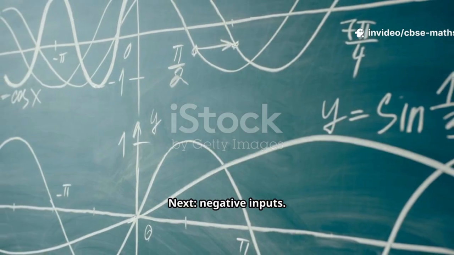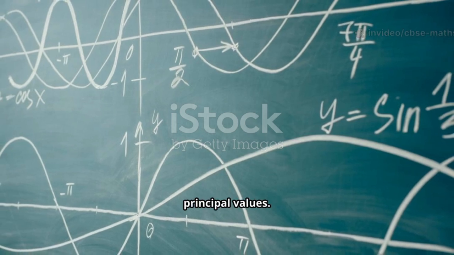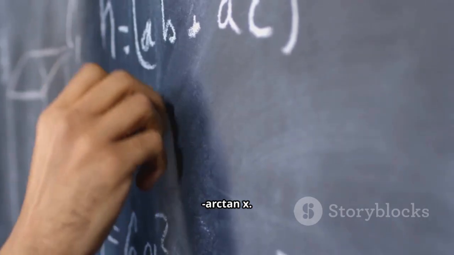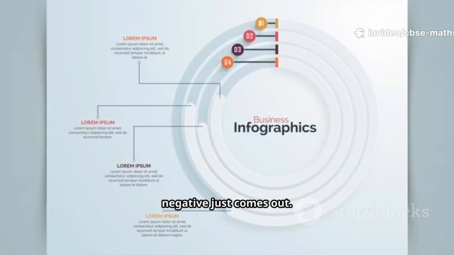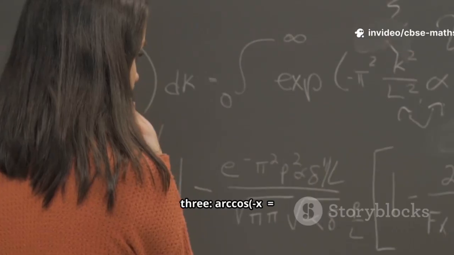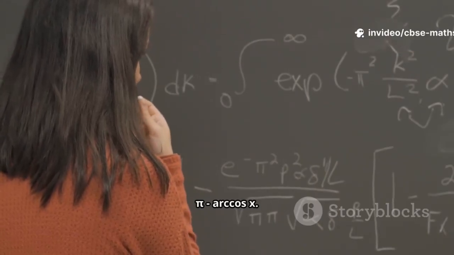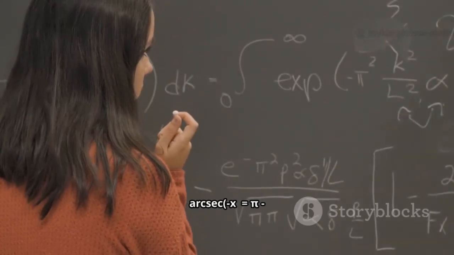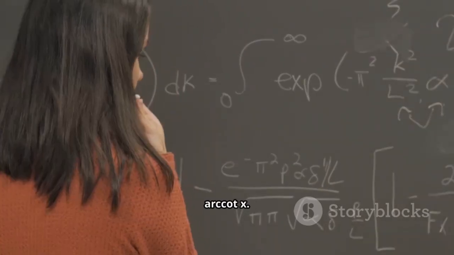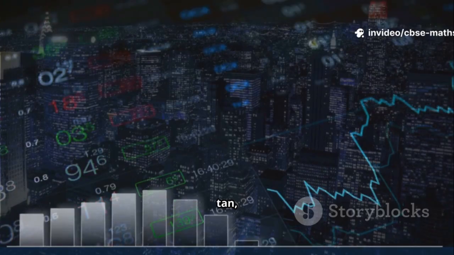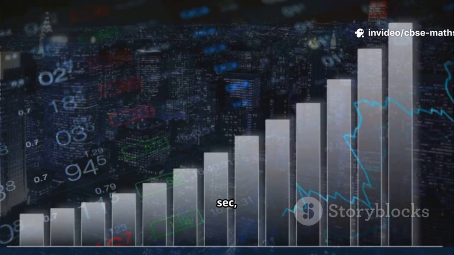Next, negative inputs. These help find principal values. Sin⁻¹(-x) equals -sin⁻¹ x, tan⁻¹(-x) equals -tan⁻¹ x, cosec⁻¹(-x) equals -cosec⁻¹ x. For those three, the negative just comes out. For the other three, cos⁻¹(-x) equals pi minus cos⁻¹ x, sec⁻¹(-x) equals pi minus sec⁻¹ x, cot⁻¹(-x) equals pi minus cot⁻¹ x. Remember the two families, sin, tan, cosec, and cos, sec, cot.